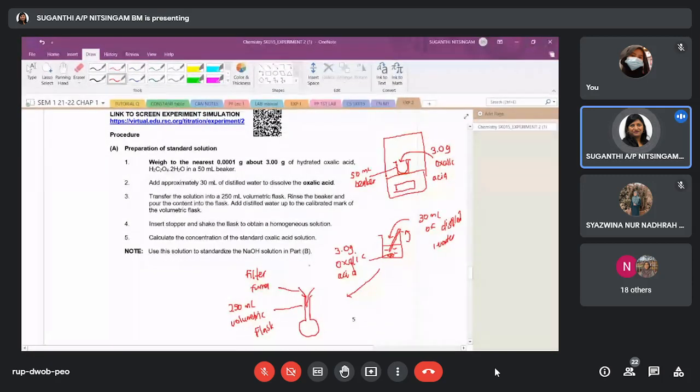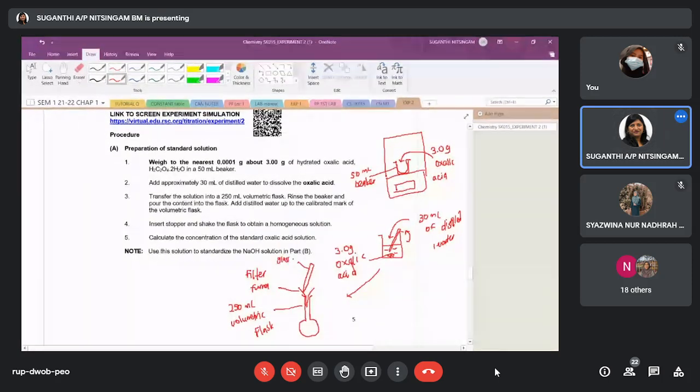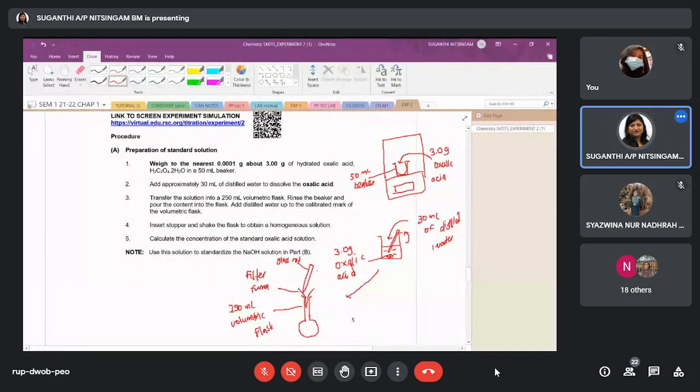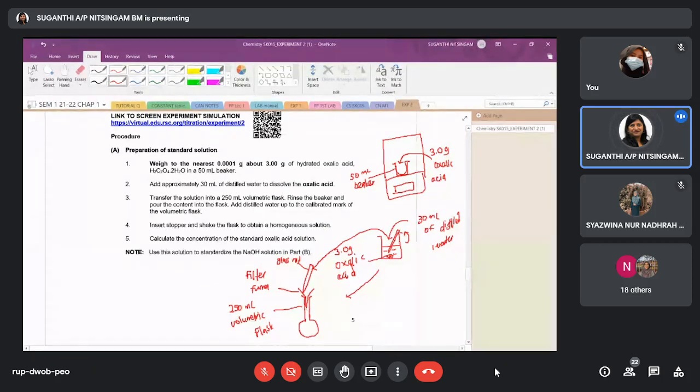And sometimes we do put in the glass rod here, and then we plug. This is the glass rod, and you will pour this solution in using the glass rod. You let it flow. And if you look at a volumetric flask, there will be the calibrated mark. Here there will be a mark. This mark is called the calibrated mark.